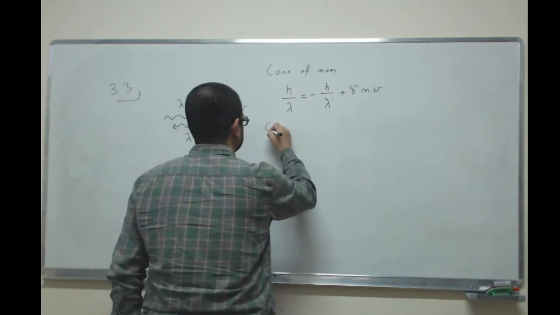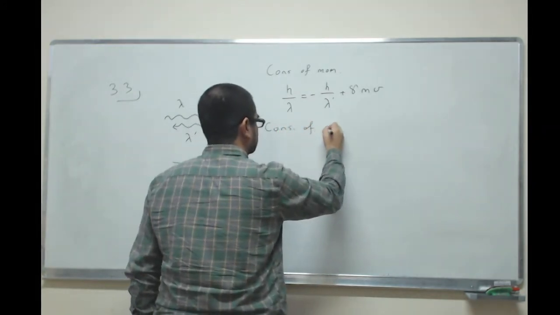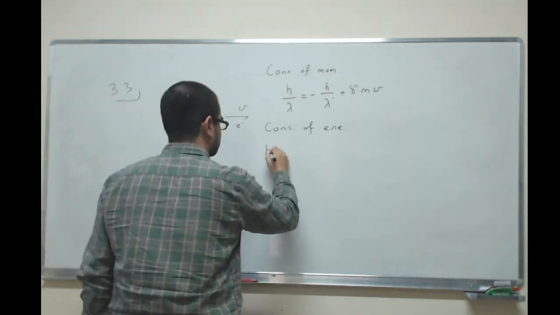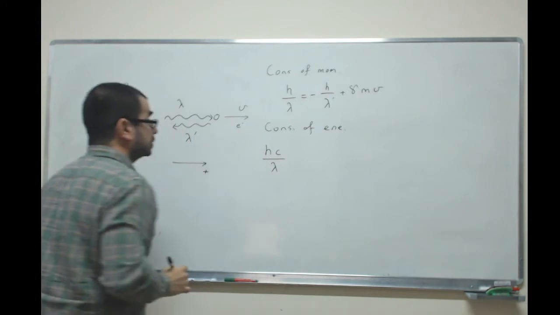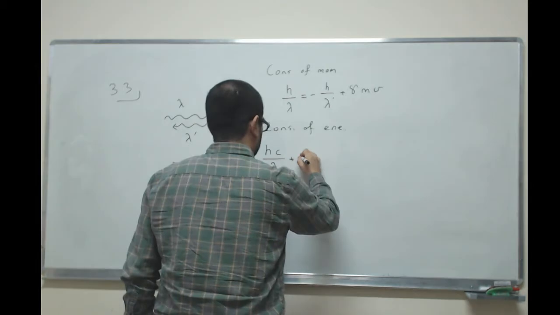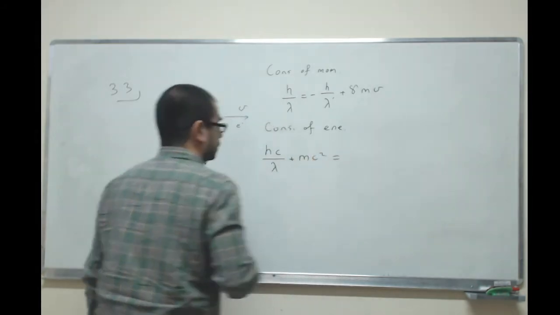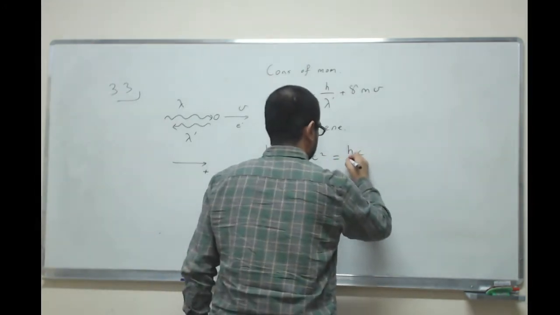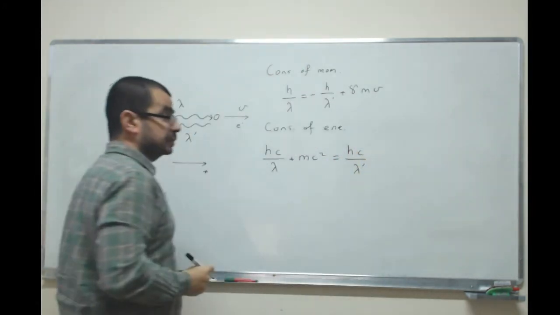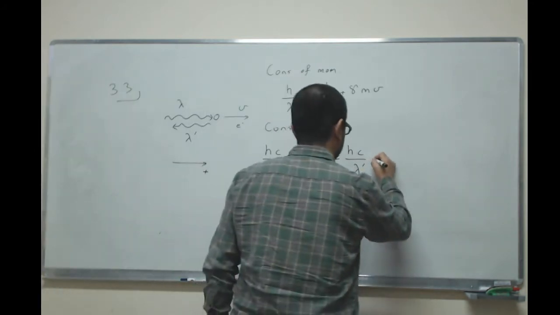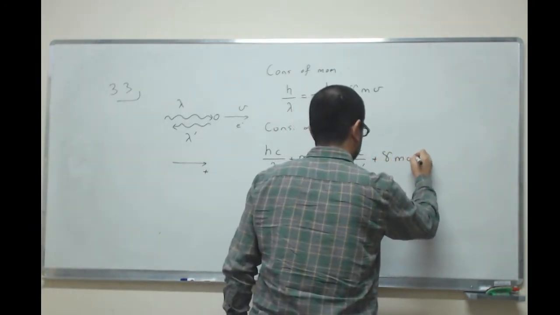Conservation of energy. The photon's initial energy is just hc over lambda. Now the electron is at rest, but it still has the rest energy, so this is mc squared. The final energies: hc over lambda prime, which is positive. Energy has no direction, so it's always a positive quantity in this case. And the electron is going to have the energy gamma mc squared.